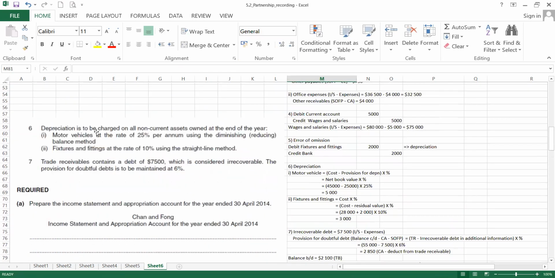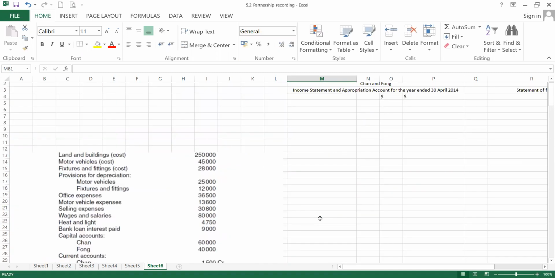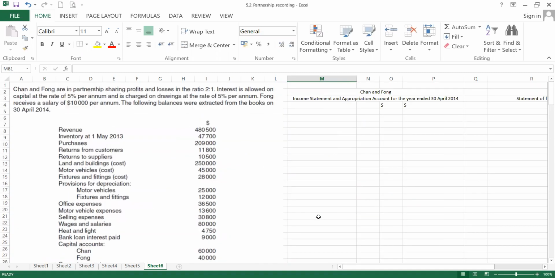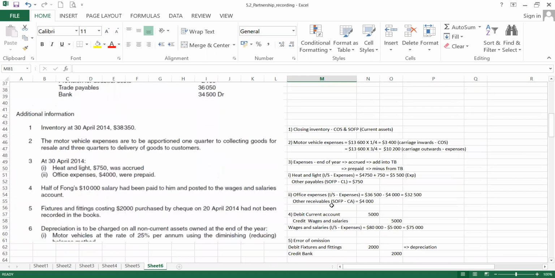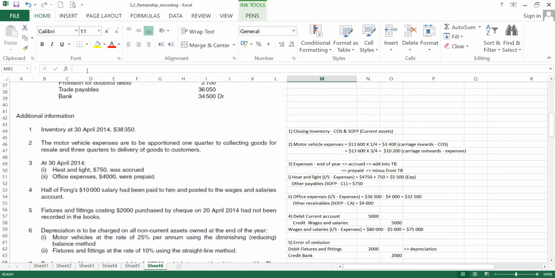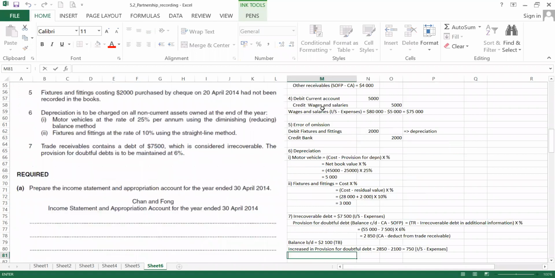Okay, now all the adjustments we have done, but in the exam, you must try to do it as fast as possible. For all these adjustments in the additional information, you must try to put in something to make yourself memorize, for example, this is under cost of sales, and this is current asset. So you write something beside the information, so it will be faster for you. Whereas for this type of question, like 750 was accrued, how are you going to do it in the exam? So you go to the heat and light.